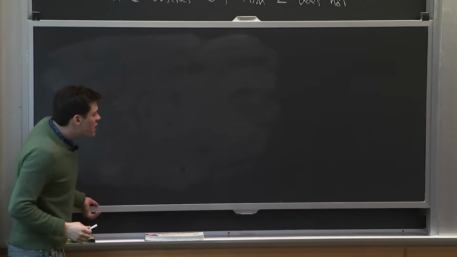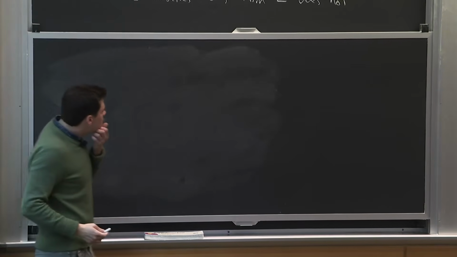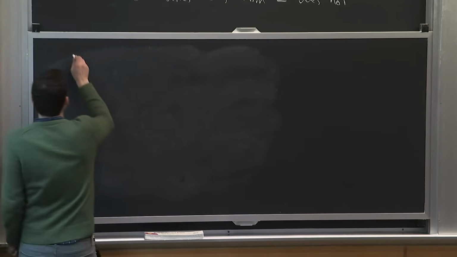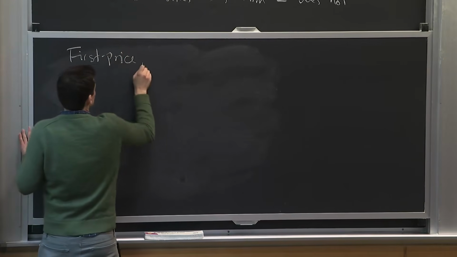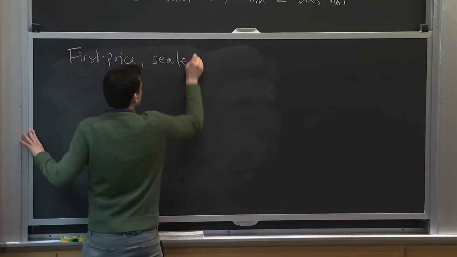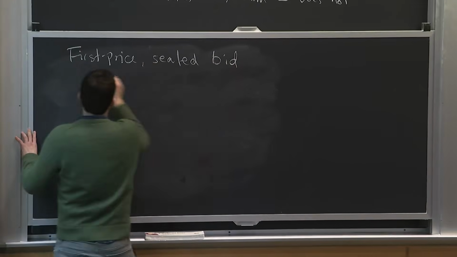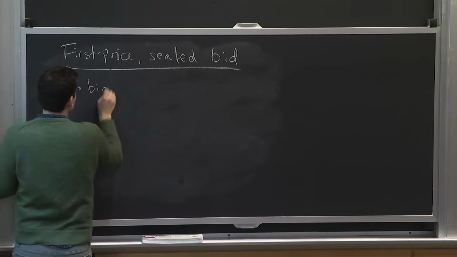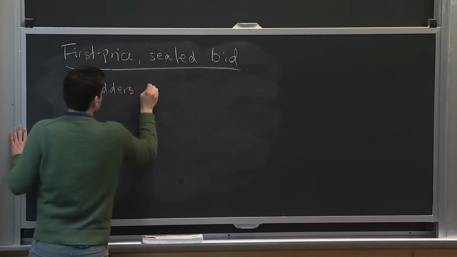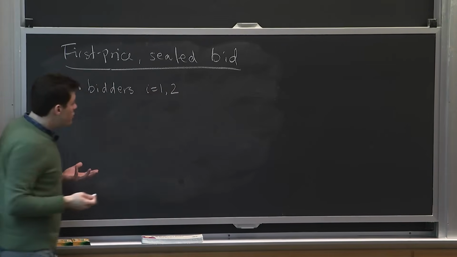So solving for auction equilibrium can get a bit messy. So let's start with the simplest possible example, which is a first price sealed bid auction with 2 bidders, i equals 1 and 2.